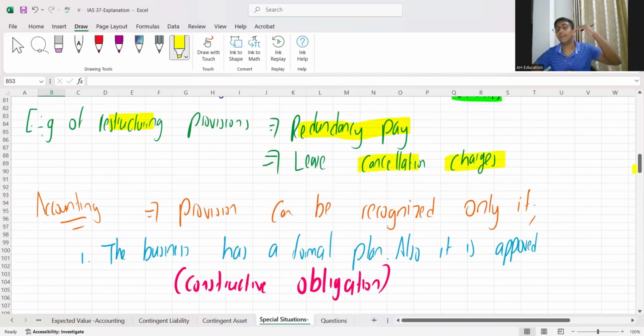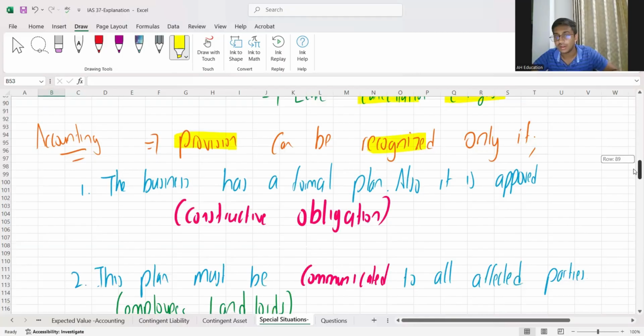You might be taking the buildings on rent. You might be taking the office and equipment on rent. All of those will be cancelled, right? All of those will be cancelled. Then you need to pay penalty charges. That is also one of the restructuring expenses. Okay. So in terms of accounting, a provision can be recognized, right? You need to recognize a provision in terms of restructuring.